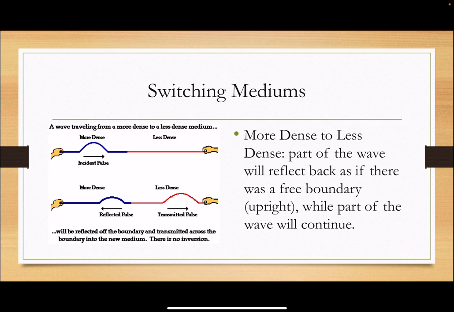On the other side, if we have more dense to less dense, since it's less dense, it acts more like a free boundary. And so again, some of the wave is going to continue. It's going to be transmitted down the line, but some of the wave is also going to be reflected back upright.